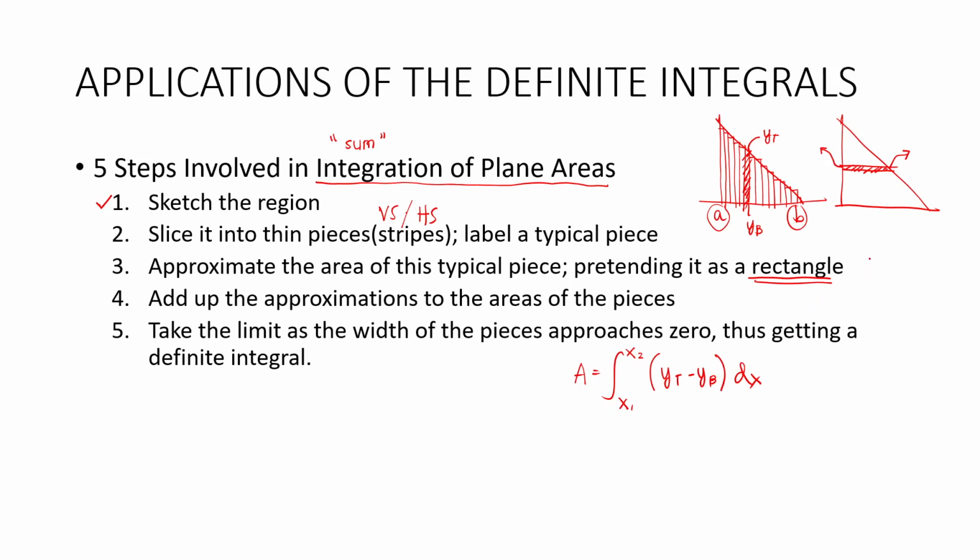So the area of the rectangle is base times height. If you observe the rectangle here, y top and y bottom is the height of the rectangle. And then the width of your vertical strip, that's your differential width, that's your dx. So that's why it's the base. Notice that the formula is the same as the area of the rectangle, base times height.